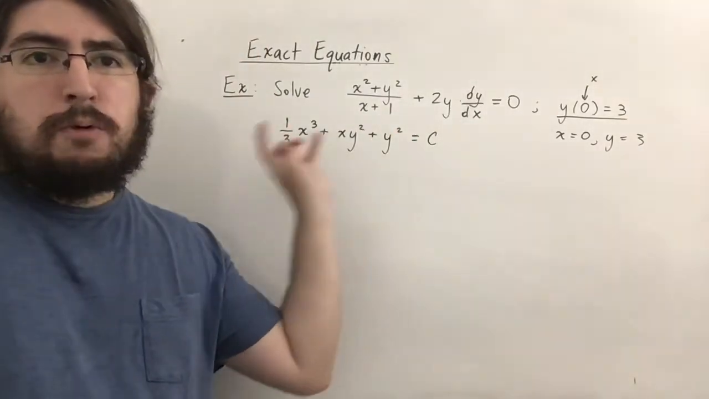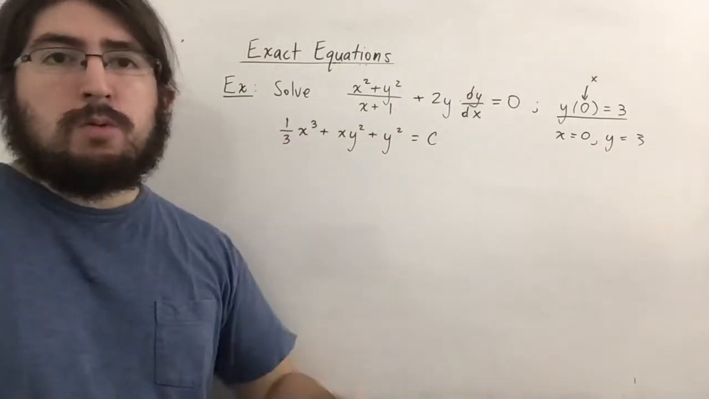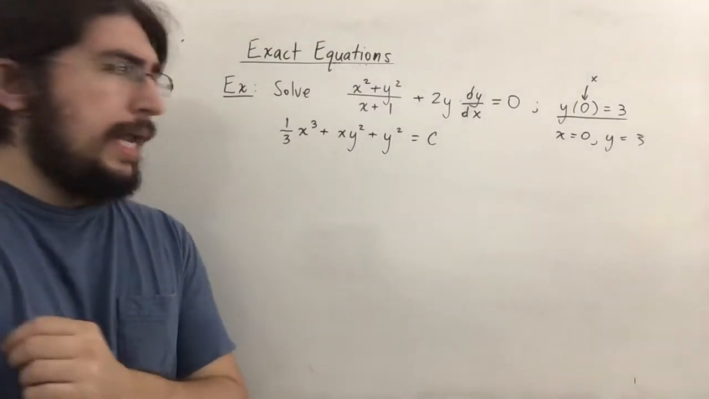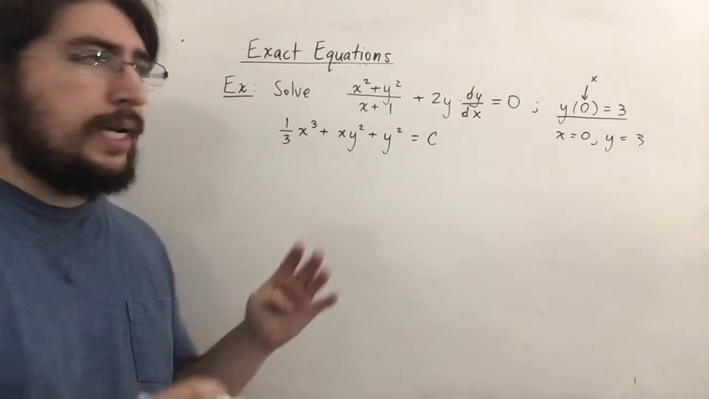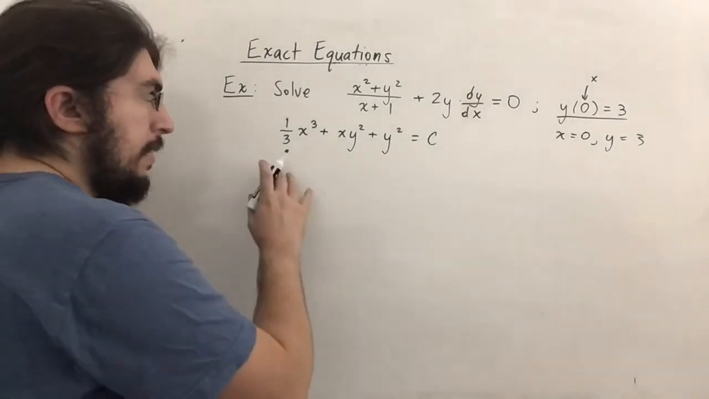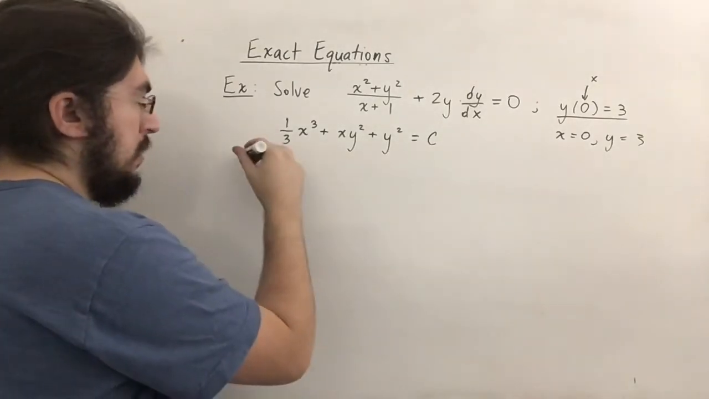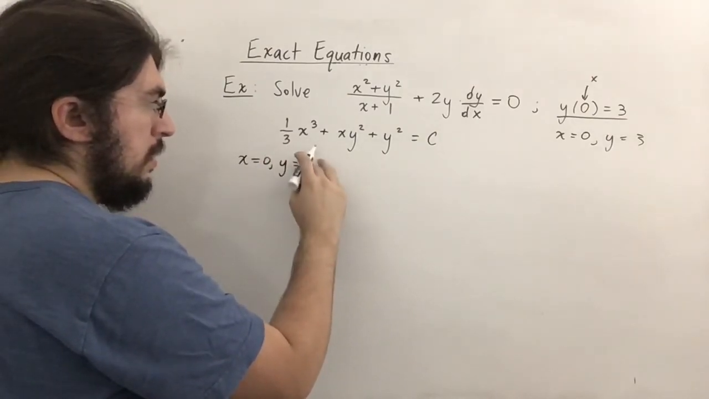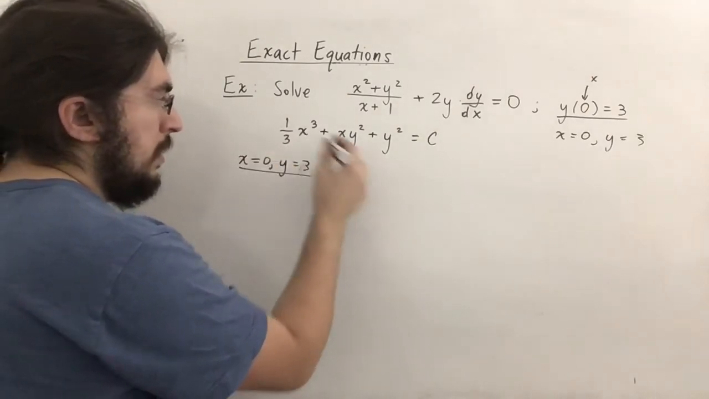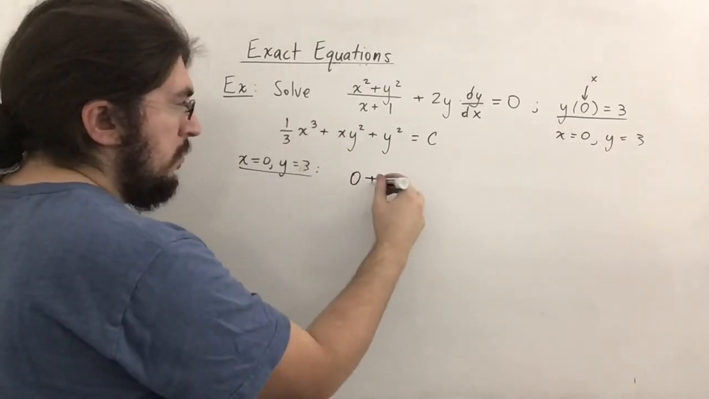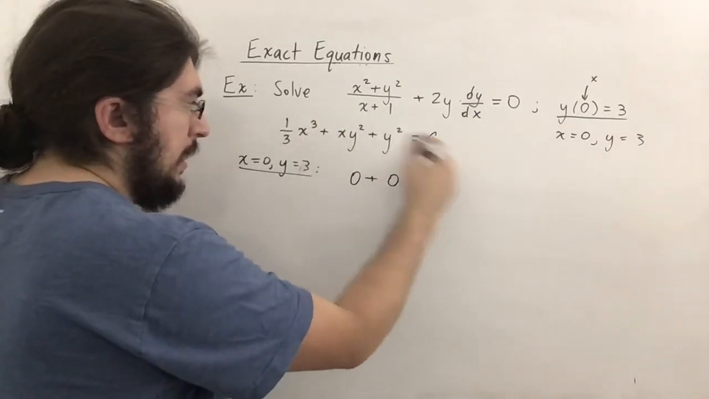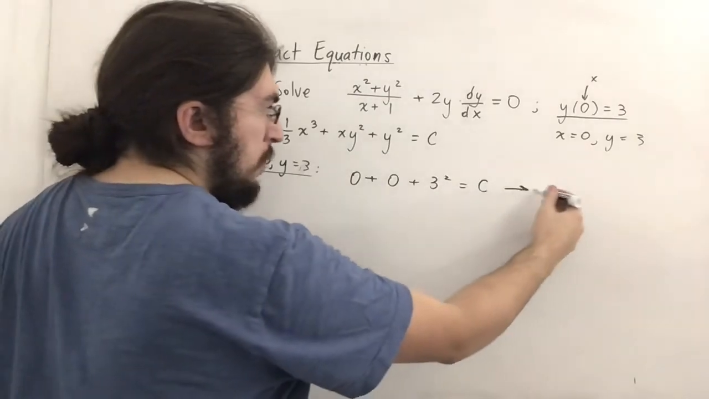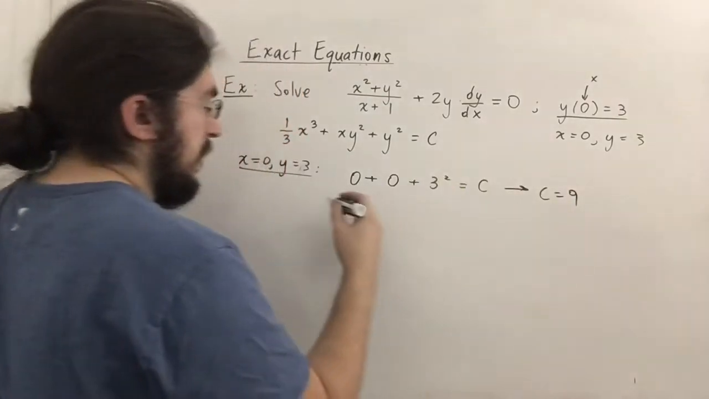Now let me say at this point, this is our implicit solution. y is not written completely solved in terms of x. We can possibly get that happening at the end, but let's just hang tight and see if that happens. Now, let's apply our conditions. x is 0, y is 3. So that term is 0, that term is 0, it's multiplied by x, that term is 3 squared, which is 9, and this is just c. So in fact, right away we get c is equal to 9, perfect.